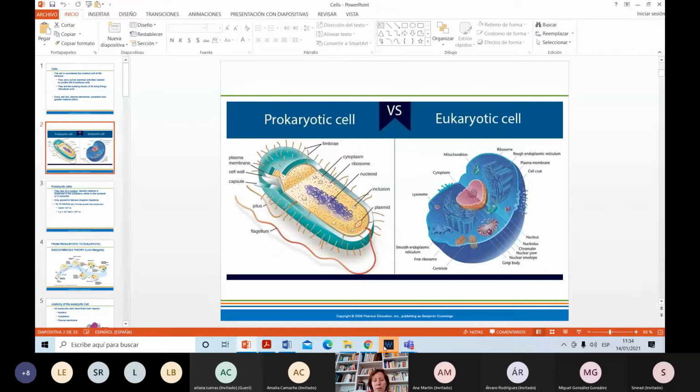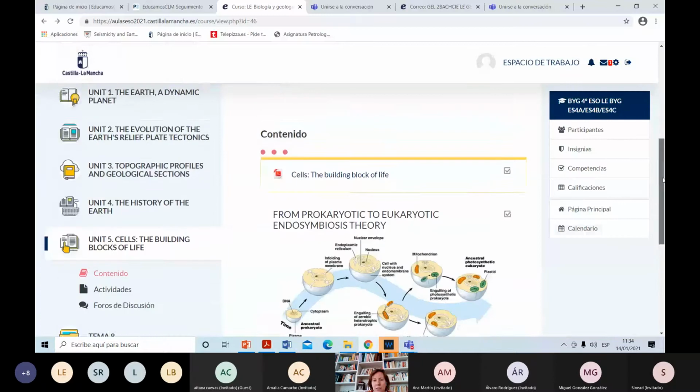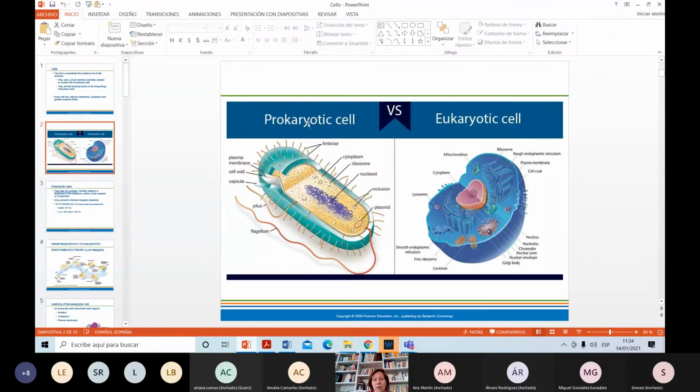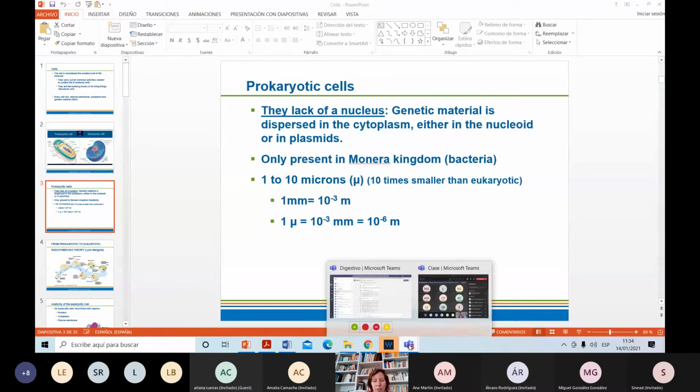We also saw the following part, that is prokaryotic cells versus eukaryotic cells. So that prokaryotic versus eukaryotic. And you've got here the characteristics of prokaryotic, which is essentially what differentiates prokaryotics from eukaryotic.